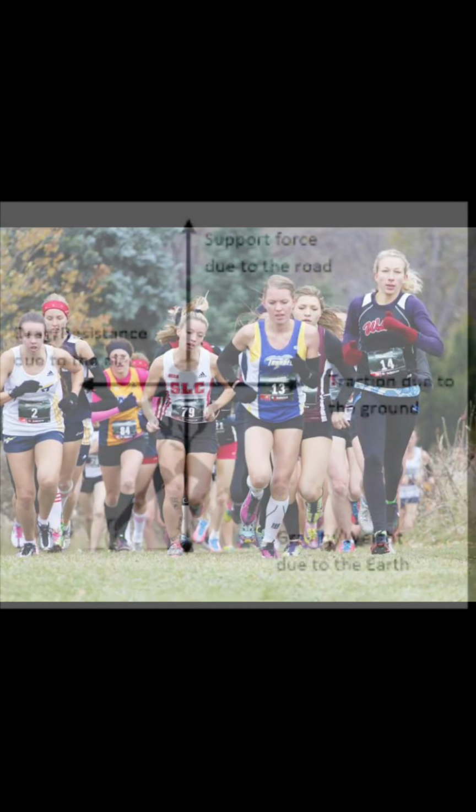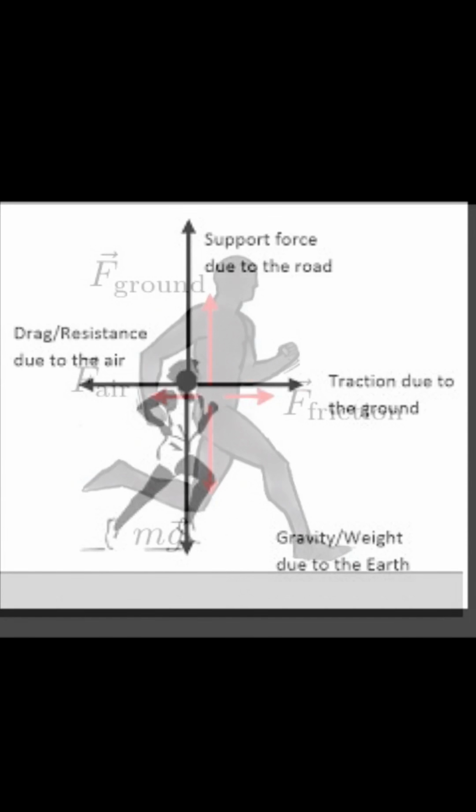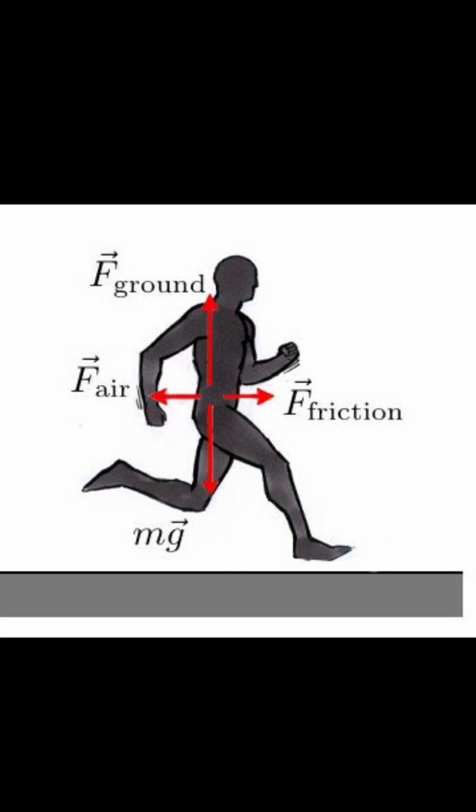The two frictional forces act in opposite directions. The friction of the ground allows the runner to move forward by pushing off the ground. The air causes a resistance against the runner and causes the runner to slow down their speed.